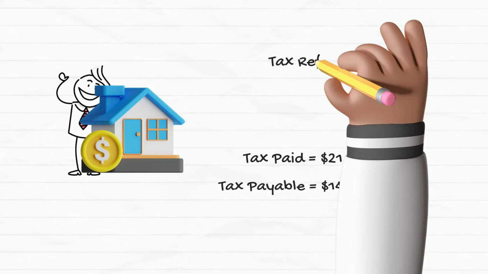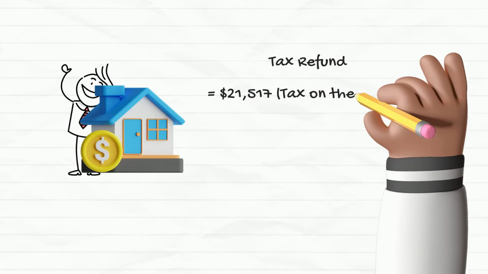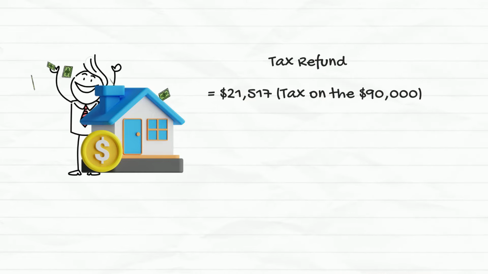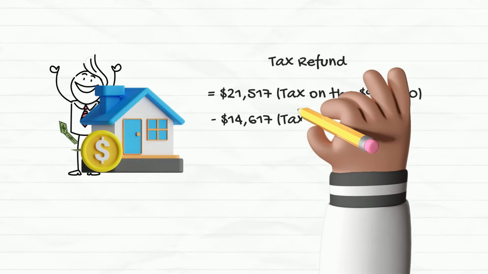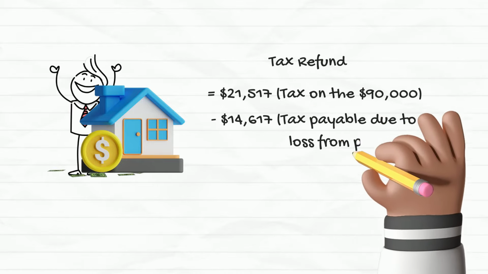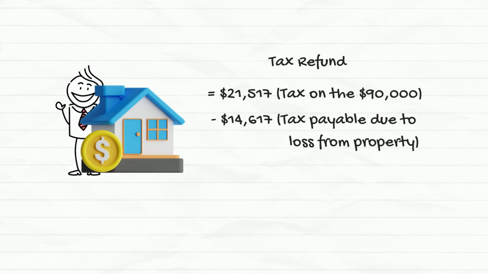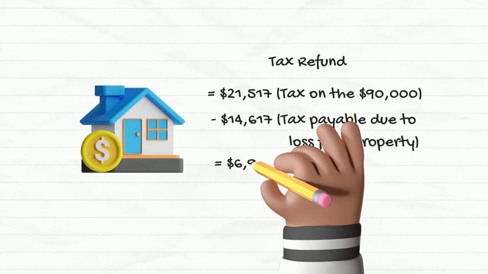And the refund is the $21,517, which is the tax on his $90,000 income, minus the $14,617, which is the tax he now pays due to his taxable income coming down to $70,000. That means George gets a refund of $6,900.